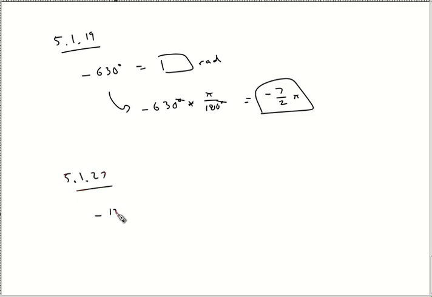All right, so 5, 127. I've got -13 pi radians is equal to something blank degrees. So this time I'm going backwards from what I've been doing. As an idea, I could say, oh, well, I'm going to do pi over 180, just like all the other times, right? Well, hold on. My degree is in the bottom. It needs to be in the top.